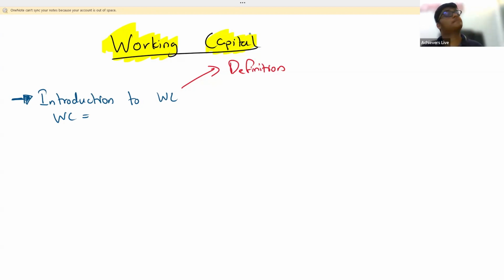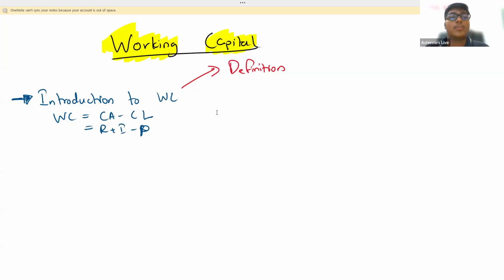Working capital is inventory plus receivables minus payables, or we can say current assets minus current liabilities, or we can take it as receivables plus inventory minus payables. Both are correct.